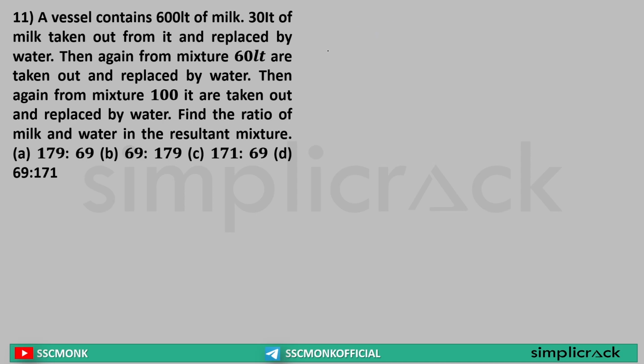Sir, how much is the initial quantity? 600, multiplied by, the first time how much is taken out? 30 liter out of initial quantity 600. Then what is the initial quantity now? 600 as it is, multiplied by 1 minus how much is taken out? 60 liter taken out and replaced by water, in the 600.